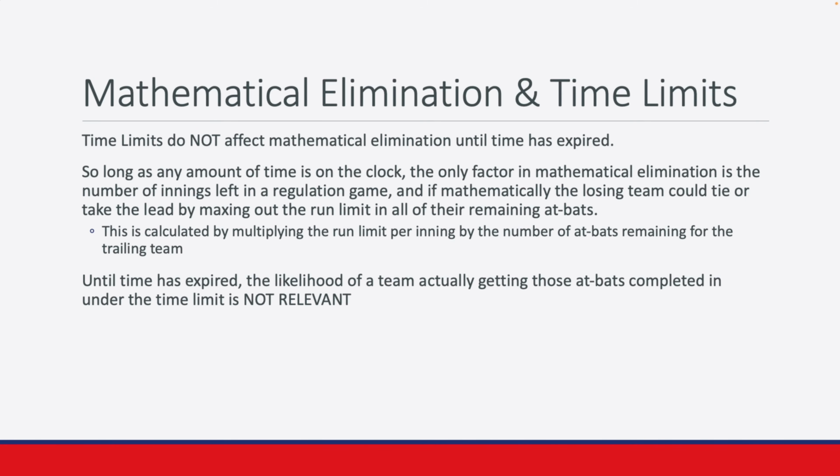And if mathematically the losing team could tie or take the lead by maxing out the run limit in all of their remaining at-bats. This is calculated by multiplying the run limit per inning by the number of at-bats remaining for the trailing team. Again, until time has expired, the likelihood of a team actually getting those at-bats completed under the time limit is not relevant. Even if there's only 5 minutes left and a team would need to get at least 2 at-bats to tie the game, we still have to keep playing until time expires.